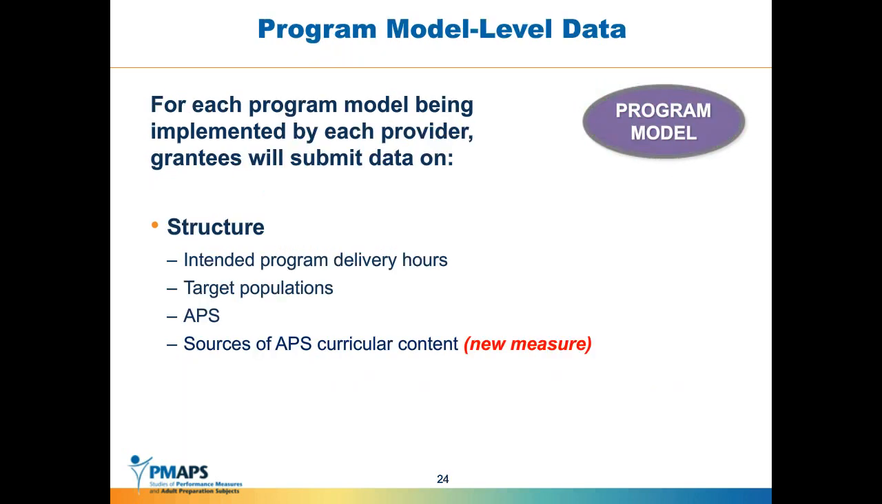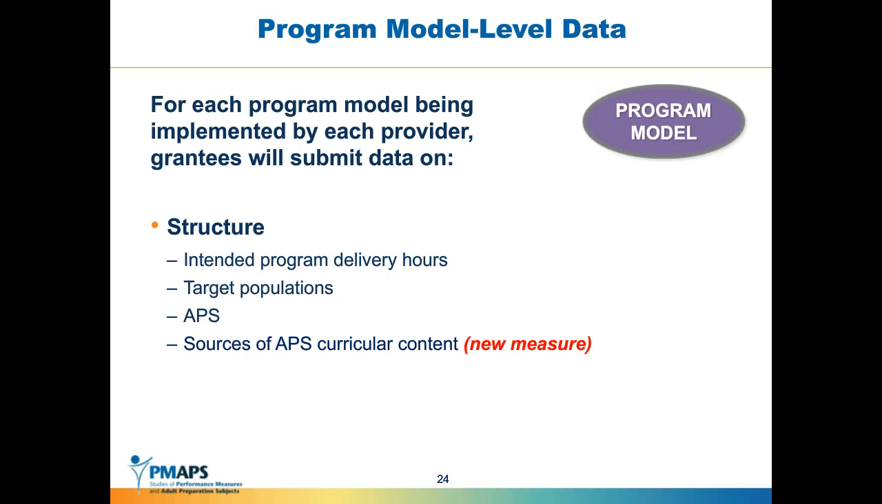The third and last level of data that will be reported is at the program model level. A PREP program model includes the core curriculum plus any other lessons or activities that have been integrated with the core curriculum to meet PREP funding objectives, for example, to address adulthood preparation subjects. It is possible that grantees are implementing the same program model in more than one setting, such as schools and community centers. In these cases, you would identify only one program model and report measures across all settings.